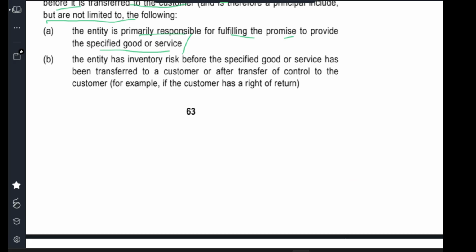They are getting the goods from someone, but the entity is processing and giving them, and so it is not a principal versus agent situation. The entity has inventory risk before the specific goods or services have been transferred to the customer. For example, the client has asked for an AC unit and installation. We buy the AC and transfer it to the customer's premises. We are not holding it. Our responsibility is to fix the AC at the premises and establish it. But before fixing it, we transfer the goods and title to the customer. So now it is not a principal-agent case. The transaction is complete. This is the way we should see it.